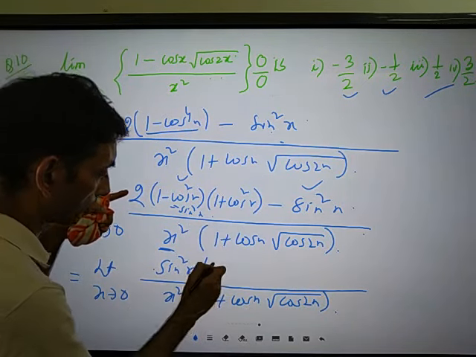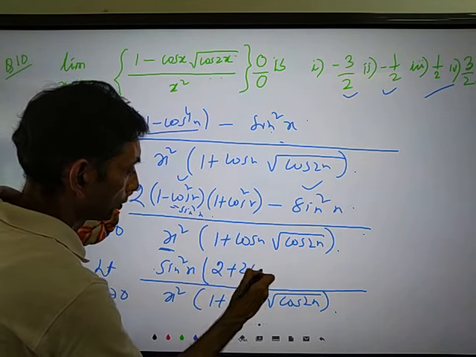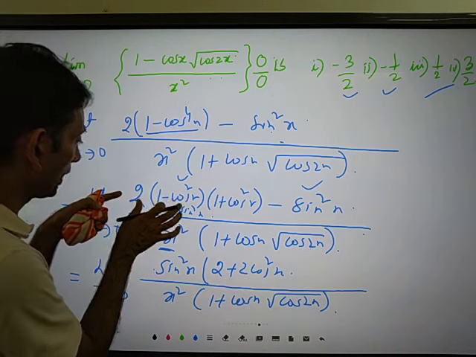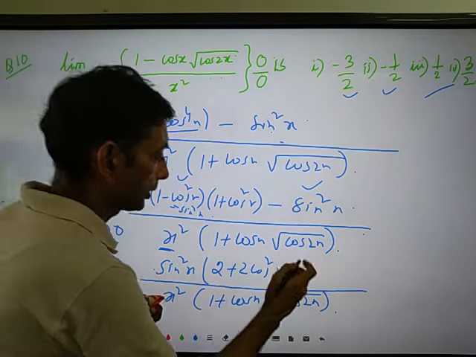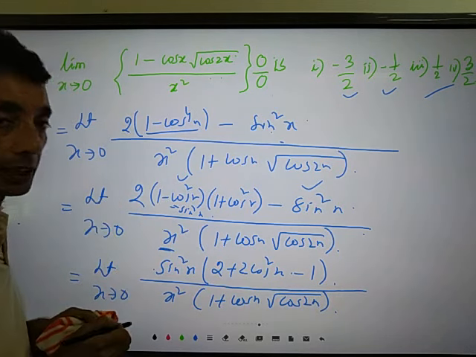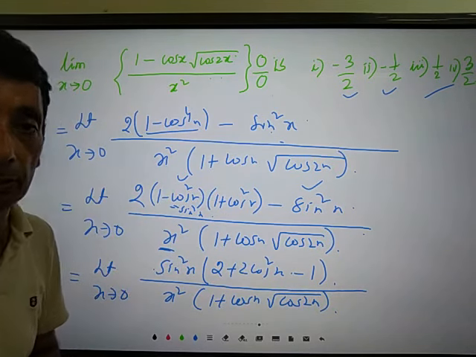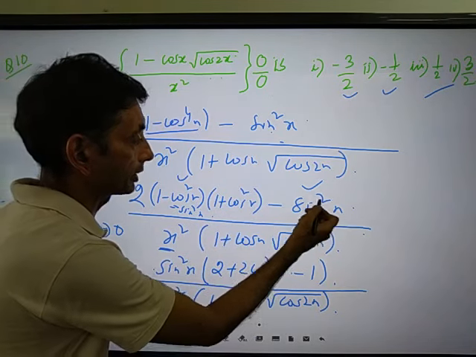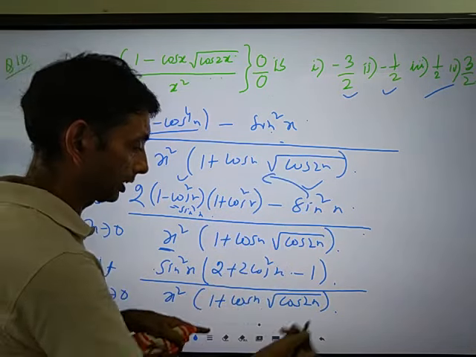You can multiply by 2, so it will be 2 plus 2 cos square x, right? So you have taken sin square from here, and it will be minus 1. Why? Because from here you have taken sin square x, and 2 into 1 plus cos square x will be left out. So 2 into 1 plus cos square x means 2 plus 2 cos square x, and here sin square you have taken common, so it's minus 1.